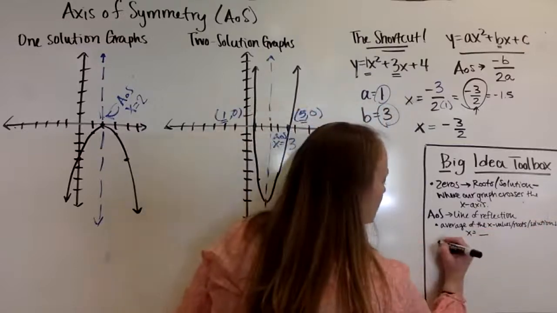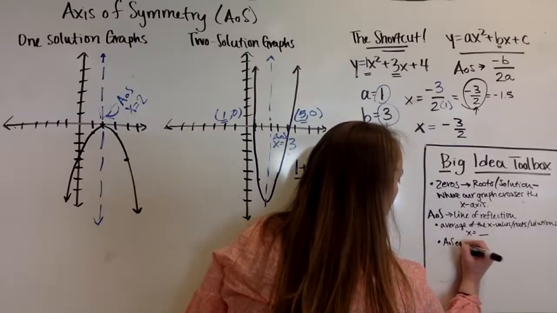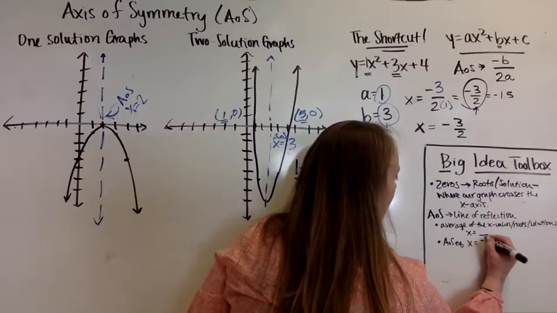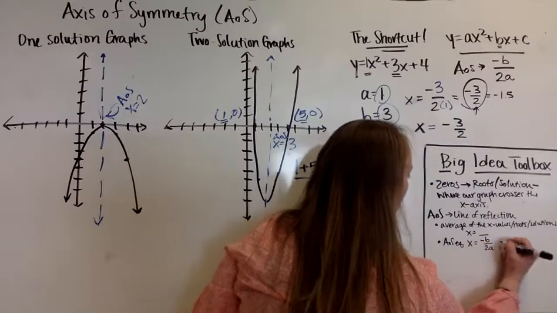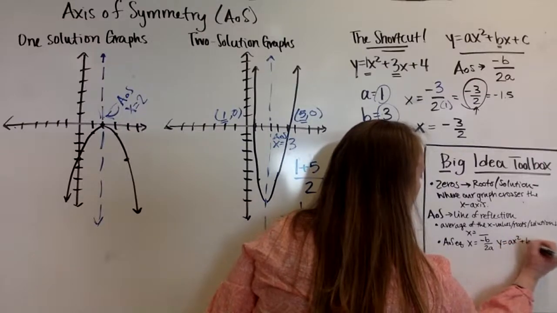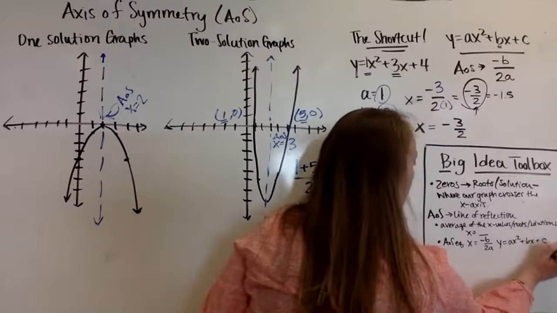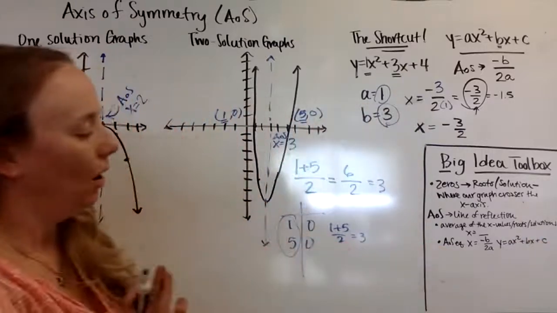And you could also use our axis of symmetry equation, which is x is equal to negative b over 2a, remembering that we have this as our base equation, ax squared plus bx plus c. Okay, so we can do that.